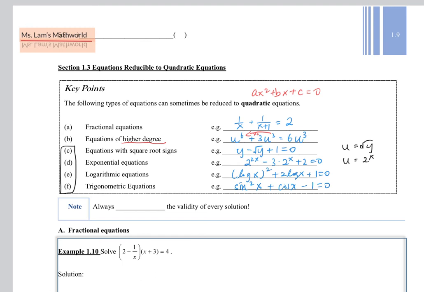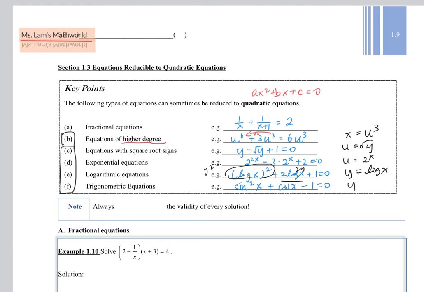So C like this, u is equal to square root y. For D, u is equal to 2 to the power x. Also for B, right? B, maybe we use x to be u to the power 3. So the next one, E, we can use maybe y equals to log x. Okay, so this one becomes y squared. This is 2y. Oh, sorry, 2y here.